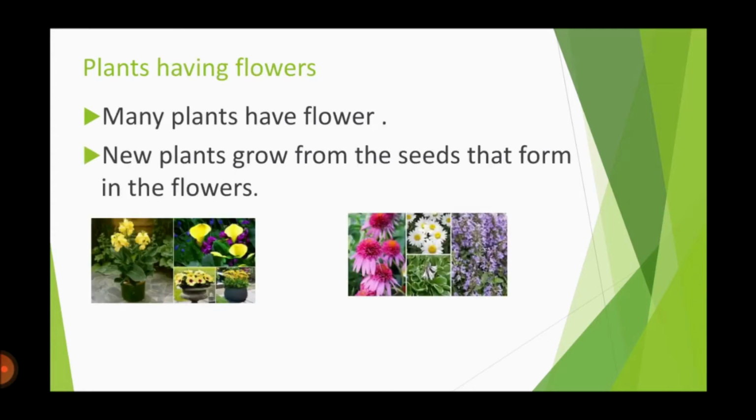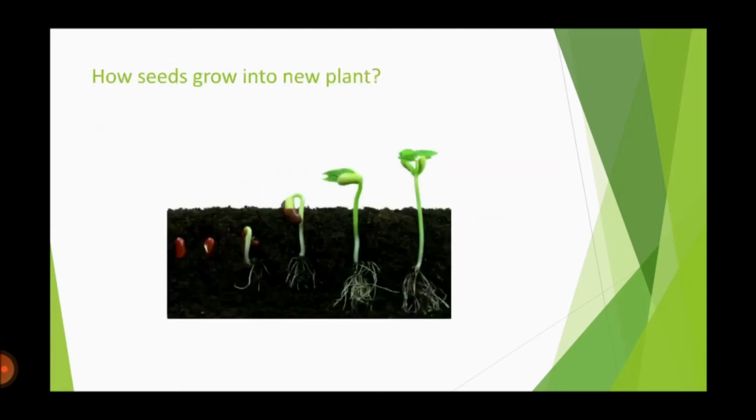First one having flowers, second one without flowers. Okay, so many plants have flowers. New plants grow from the seeds that form in the flowers. So you all have an idea that the flowers are further converted into the fruit, and inside the fruit you can see different seeds. Orange has seeds, apple has seeds, and all other fruits have seeds. So we are talking about those seeds.